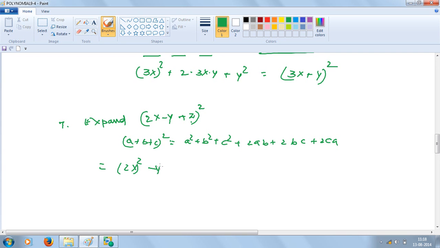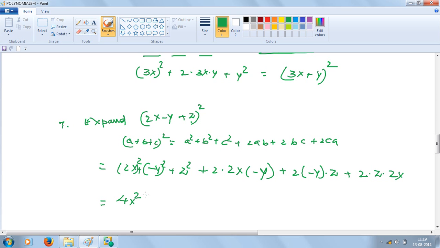Now minus y the whole square. You know, plus z square plus 2ab, plus 2 multiplied by first factor 2x, next factor minus y, plus 2bc, plus 2 multiplied by minus y multiplied by z, plus 2ca, that is 2z into 2x. So we can write 2 first term is 2x squared, 4x square, plus next term is y square, third term is z square. The minus y to the power square becomes plus y square.